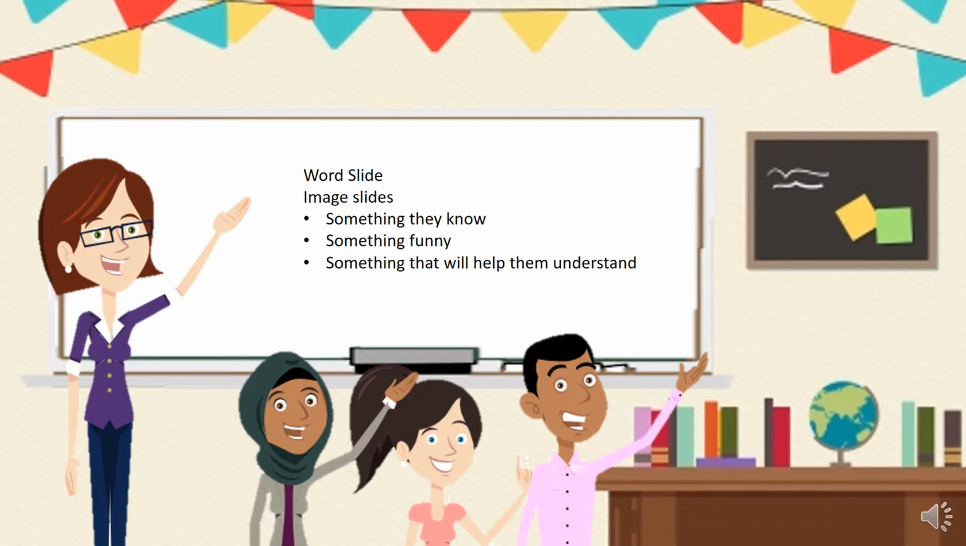So what we're going to do is basically create 4 slides per vocabulary word. The first slide is going to be the word slide. It's literally just going to have the word. The next 3 slides that follow it are going to be images. The first image is going to be something they know. The second one will be something that they find funny. And the last will be something that will help them understand the learning topic.